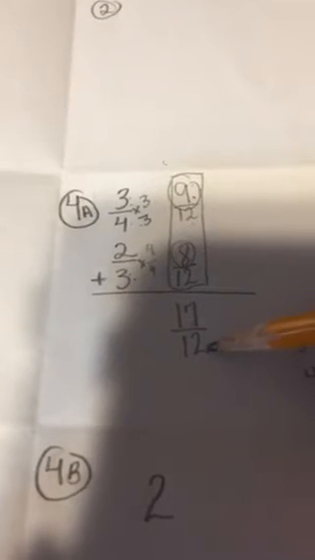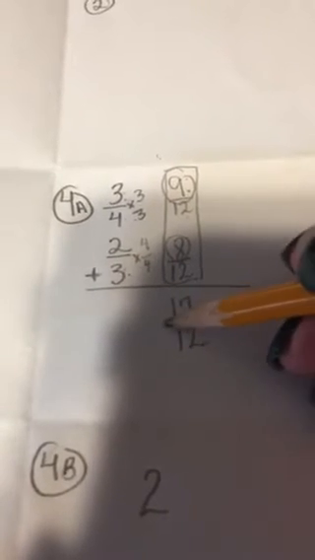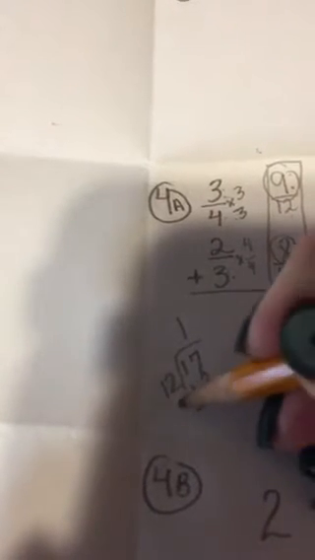So 17/12 needs to be fixed into a mixed number. 17 divided by 12. Scoot over to the side. Let's figure that out. 17 divided by 12. 12 will go into 17 one time. 1 times 12 is 12. 17 minus 12 is 5. Shrink it down, drag it up.